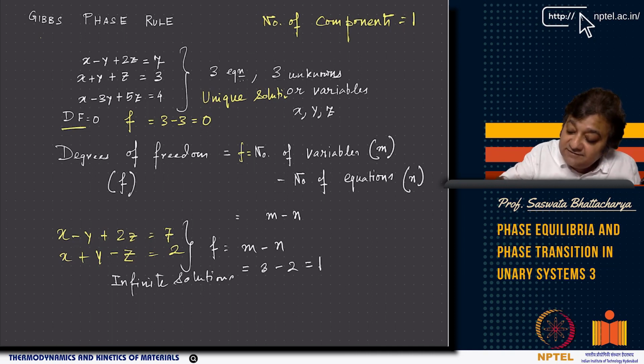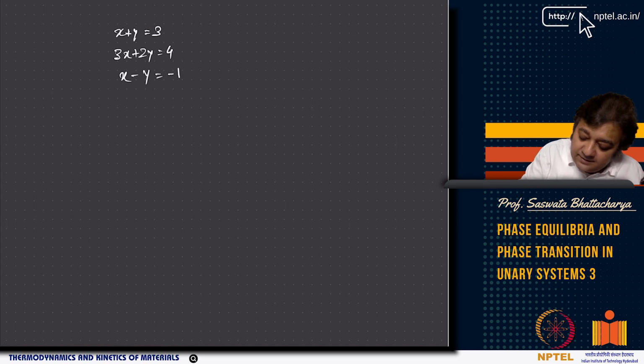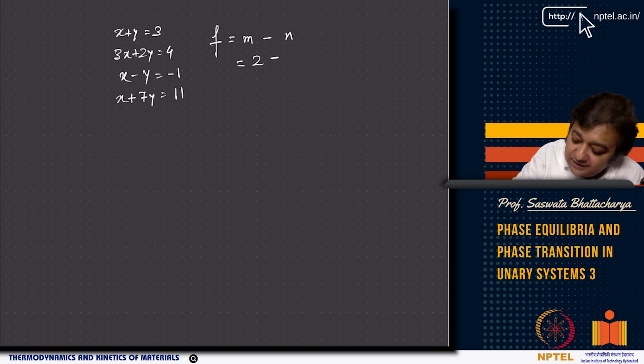Now we can think of another system. For example, I give you a system like x plus y equal to 3, 3x plus 2y equal to 4, x minus y equal to minus 1, and then x plus 7y equal to 11. So I have 4 equations and 2 variables. So f equals m minus n, where m is the number of variables and n is the number of equations, which is 2 minus 4, which is equal to minus 2.